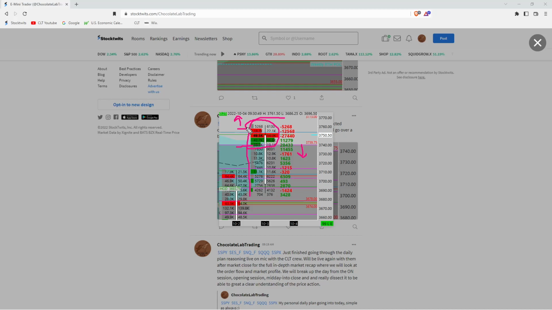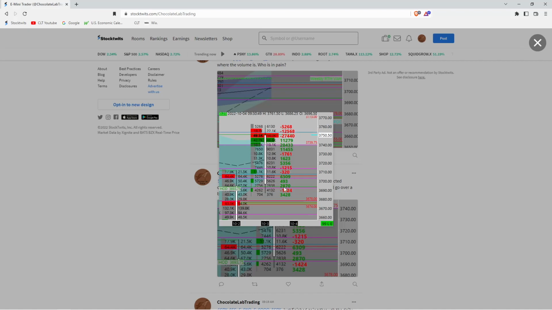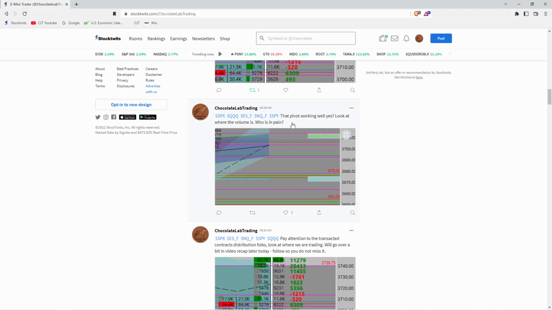Something else we could take is the top of node here. We see we have quite a bit of transacted volume there, giving us a little hint that the auction may not be done to the top side. But we did highlight this too in the daily plan. I said this was going to be a huge level, and you could see why, or see that obviously it is. Bulls and bears are fighting each other, trying to either get below this level or create this support and continue up. And I said that pivot working well, yes.